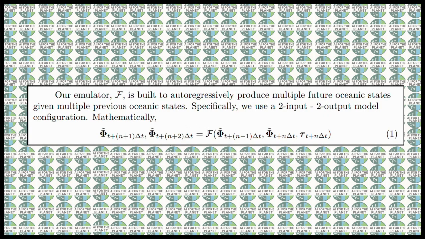This equation shows us that the emulator model F needs to take in the state of the ocean phi at the current time, along with the state one time step in the past. It should then output or predict the state of the ocean at the next 2 time steps. These ocean states are highly simplified descriptions of relevant physical variables defined for each location on a grid. This includes temperature, salinity, surface height, and velocities.